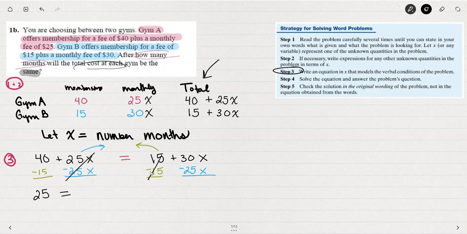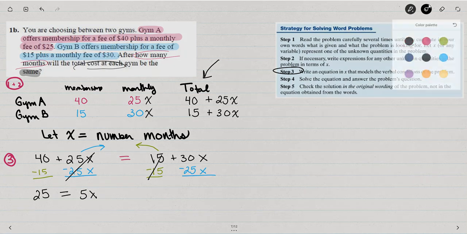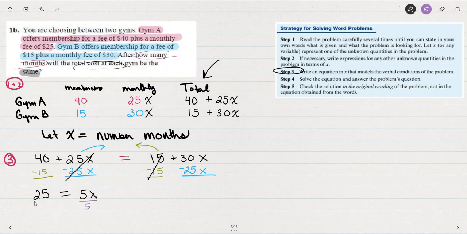15 minus 15 is 0. And then 30x minus 25x gives us 5x. And now I can divide both sides by 5 to get that x equals 5. Be careful, because the question isn't asking us to solve for x. The question is asking us to determine how many months will the total cost be the same. So I want to be sure to state that.